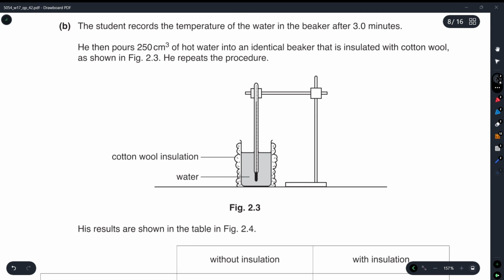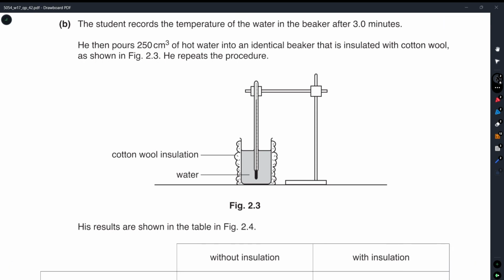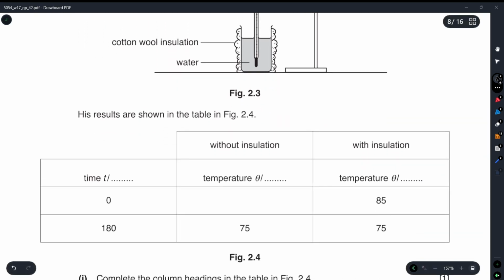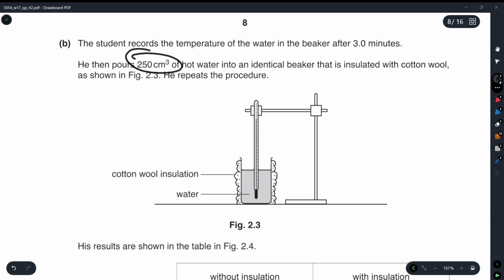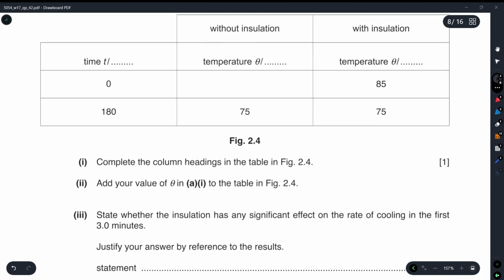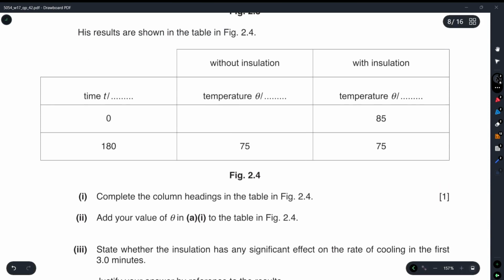Student records the temperature of water in beaker after 3 pours. Results 2.4, 250. So he then pours 250 of hot water. That's something that we need to remember. Complete the column headings. Temperature in thermometer, degrees Celsius. Temperature in degrees Celsius. Column headings complete.